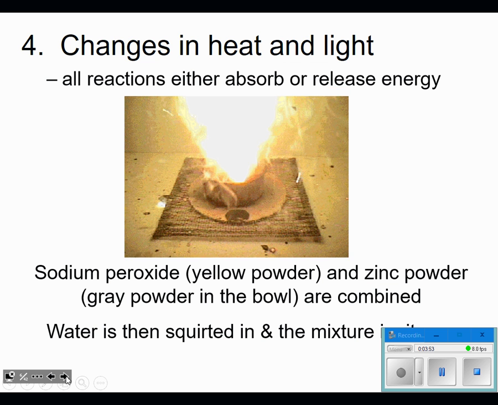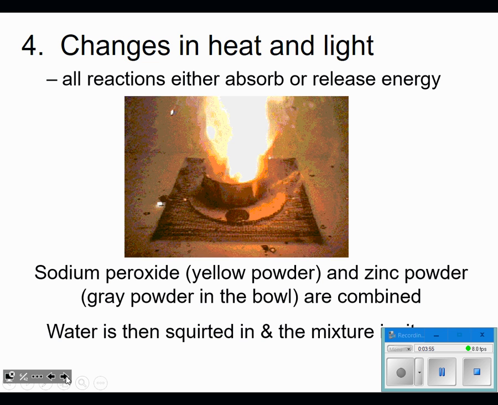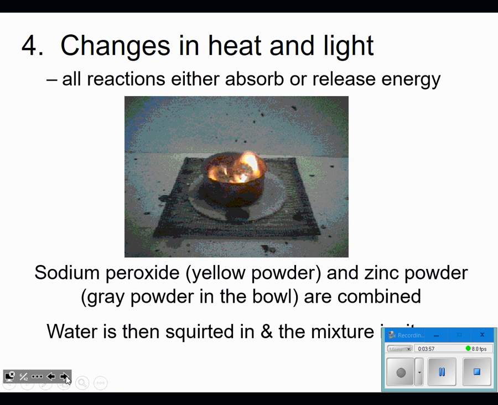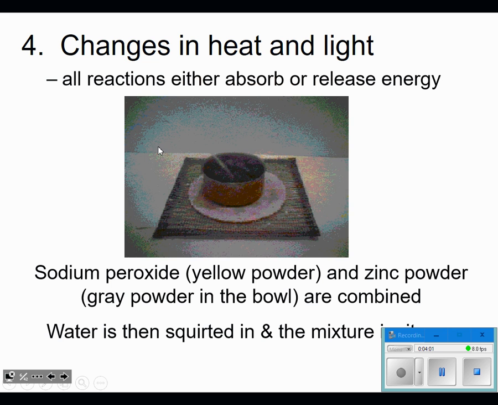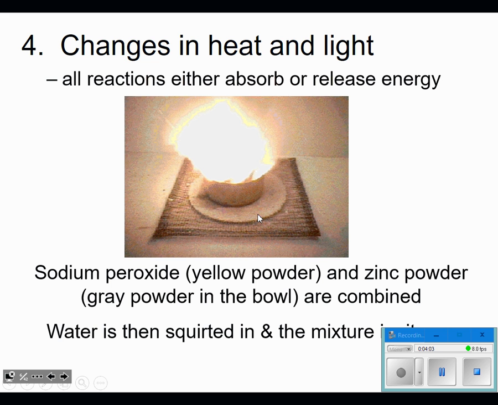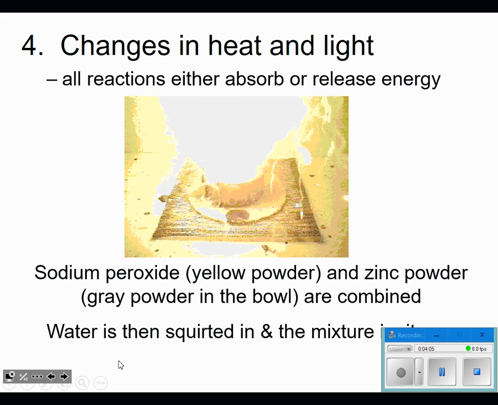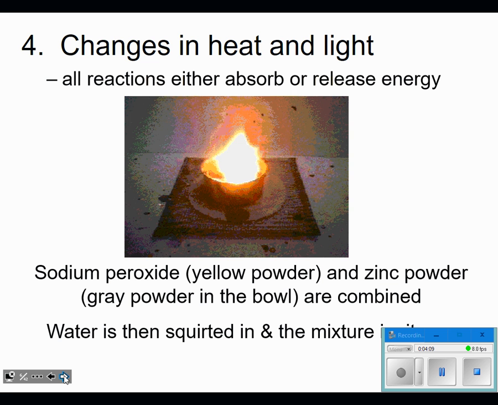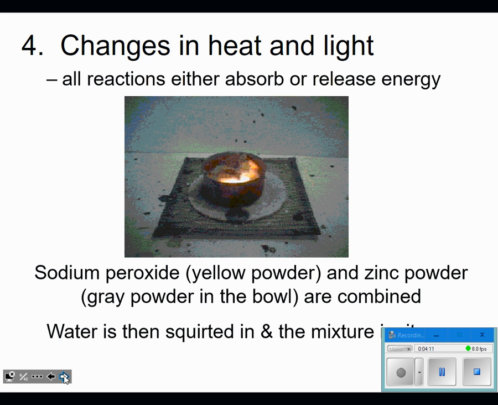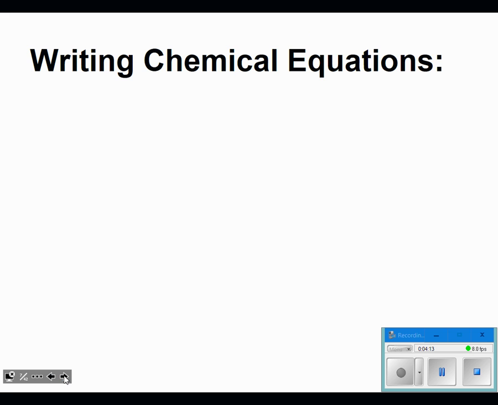So if you just watch the video, it kind of goes through. We have the yellow and gray mixture originally. We add the water stream here, and then it ignites. So changes in heat and light. Those are the four main things that we talk about.